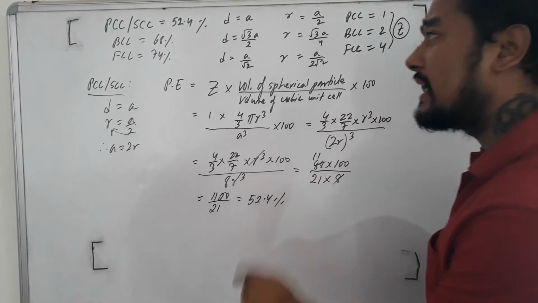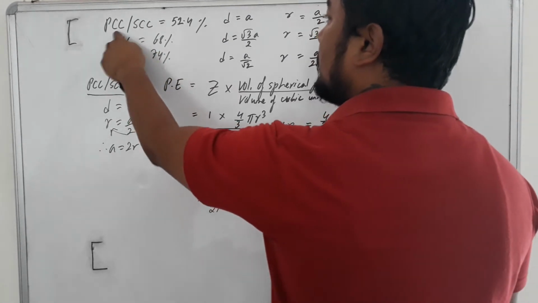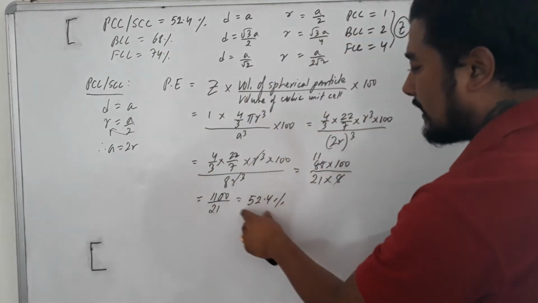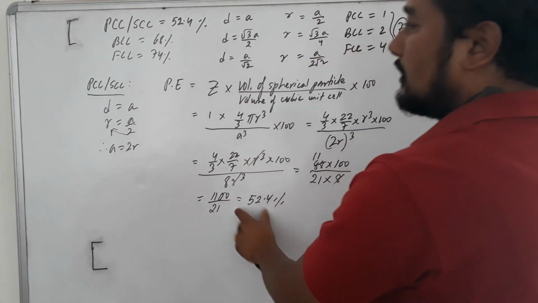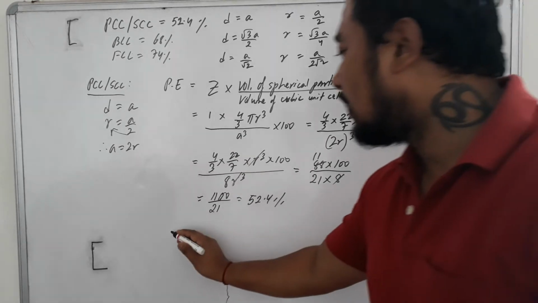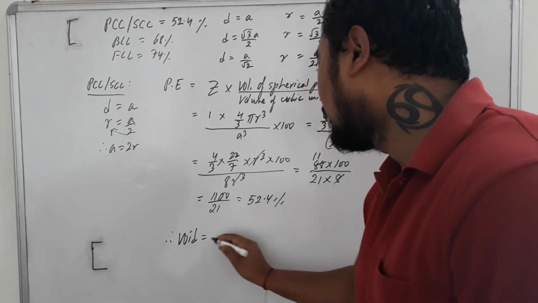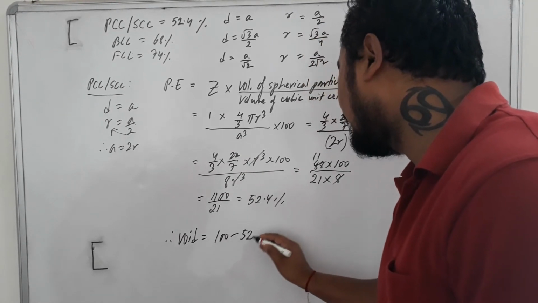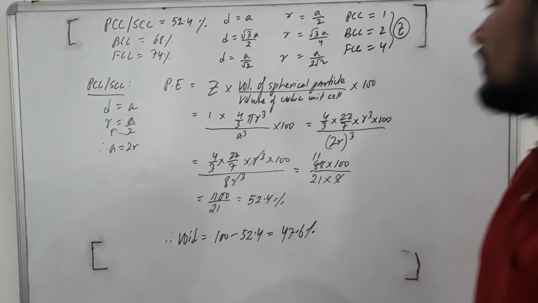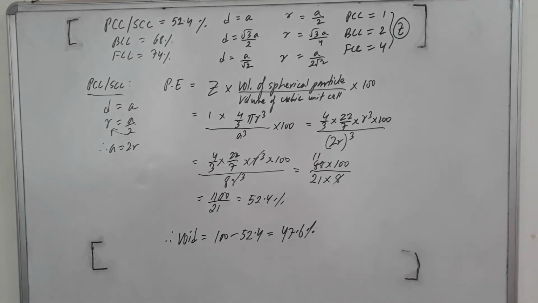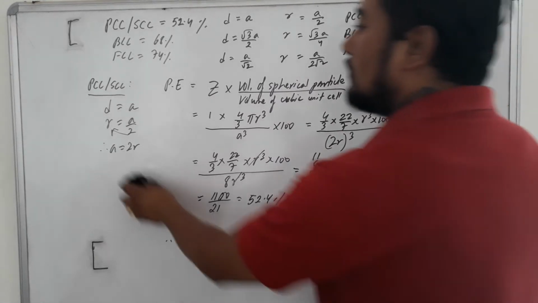Last time I told you to directly remember the packing efficiency value for primitive, it was 52.4. Today we derived it by calculation, and this calculation sometimes comes in your board exam for 1 mark. So we got the packing efficiency. Now how to find the void percentage? Void means 100 minus packing efficiency, which will give you 47.6%, students. So this is how we find the packing efficiency and void percentage for PCC, SCC. If you want, students, you can take a screenshot of this. Now we are going to do the same calculation for another one.